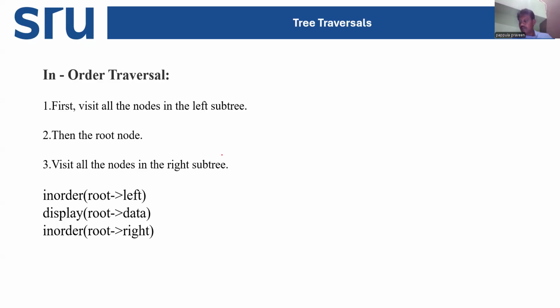In order traversal: first visit the left subtree, then visit the root node, and then visit the right subtree. For example, I have some elements here: 25, 5, 30, 10, 13, 74, 90.